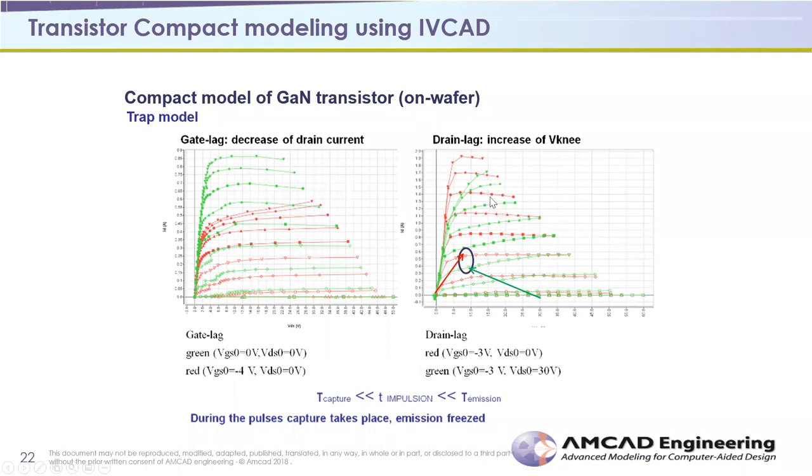In the same way, we can see a drain lag, where in red is a curve from -3 and 0, and the green curve is from -3 for VGS and 30 volts. So we can see here the drain lag effect, where we are increasing the VDS. For us to be able to characterize that, we need to capture, or characterize, the time of capture and the time of emission.